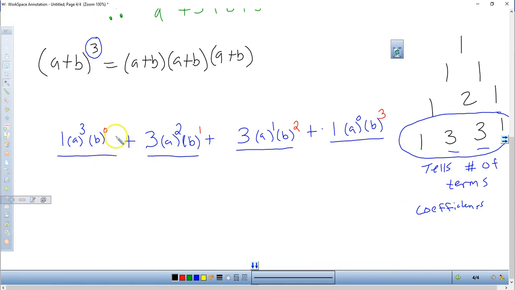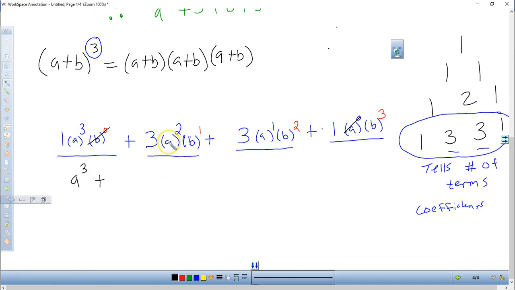First thing I will say is that any of them with zeros, I'm going to go ahead and mark them off. Because we know that anything to the 0 power is 1. Well, 1 times anything is just whatever's there, so we don't even have to worry about anything with zeros. Now let's simplify. a cubed times 1. Well, that's a cubed.